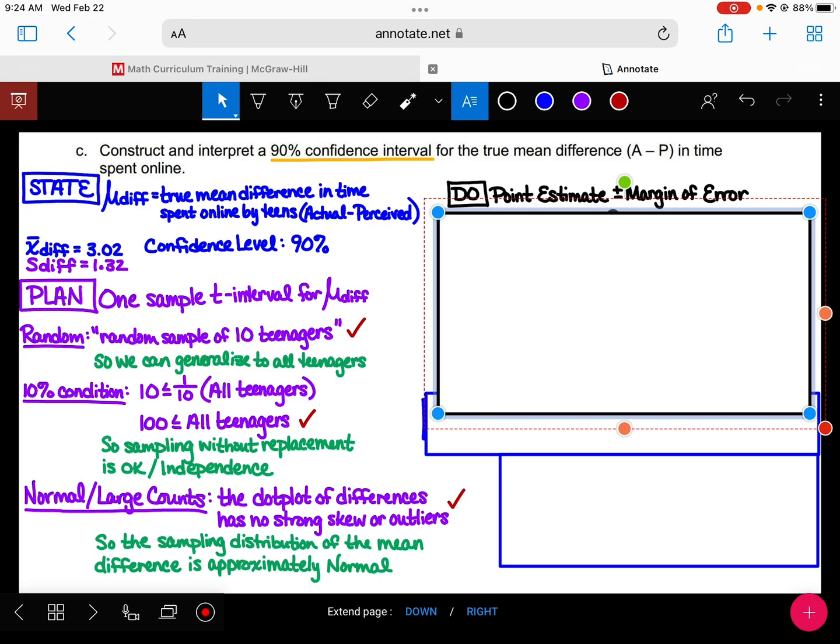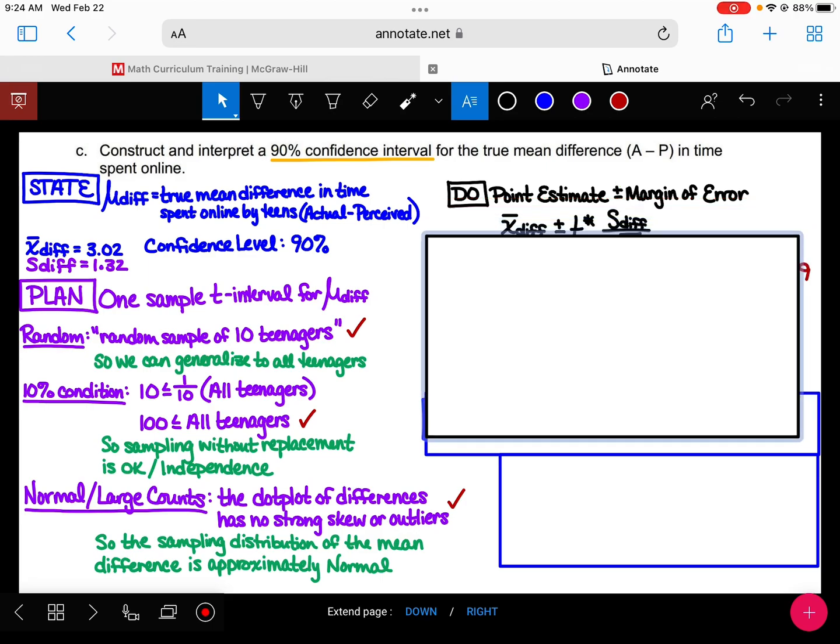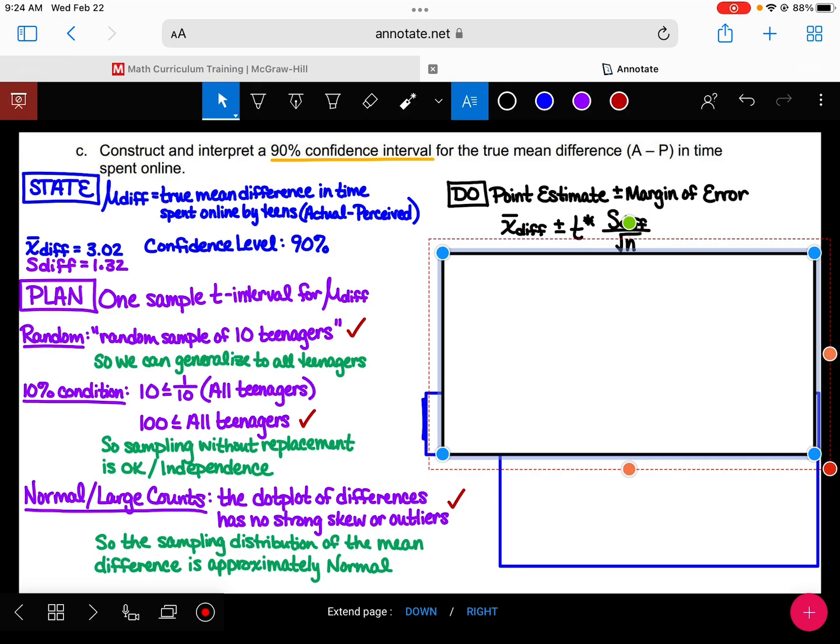Very close, very close. It's not mu diff, though. It would be x bar diff, because that's my point estimate. I don't know what mu diff is. We're trying to get a range for mu diff here. So x bar diff plus or minus t star, my critical value, times s diff over the square root of n.